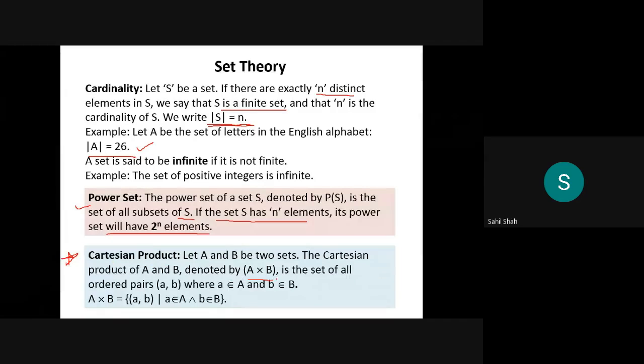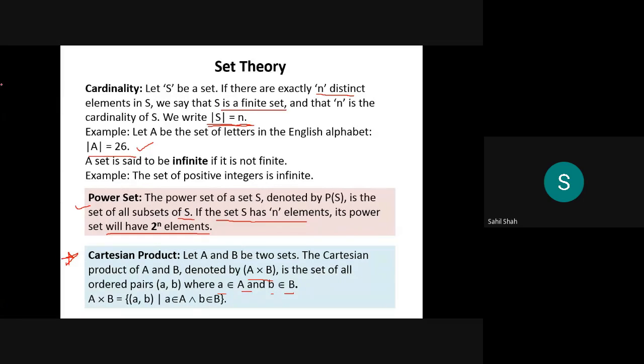A cross B is the set of all ordered pairs (a, b), where small a belongs to A and small b belongs to B. We are pairing every element of set A with every element of set B. So what is the definition of the Cartesian product? A cross B will be the elements (a, b) such that a belongs to capital A and b belongs to B. We have to make all the possible pairs. That will be a Cartesian product.